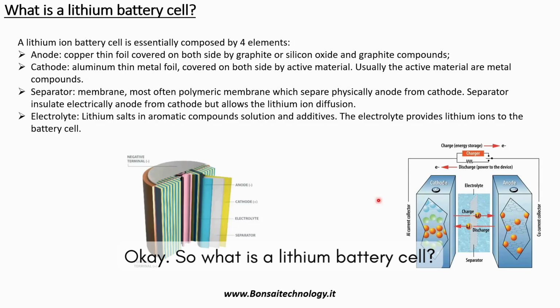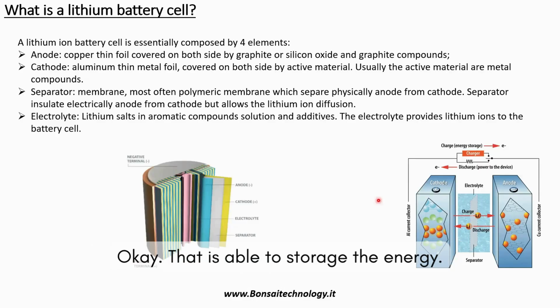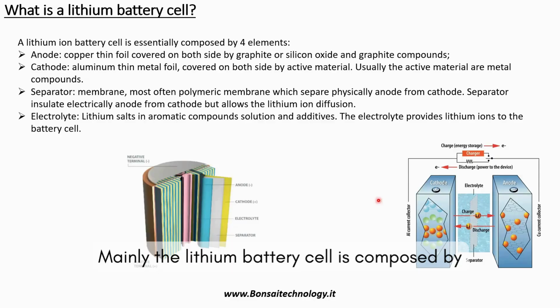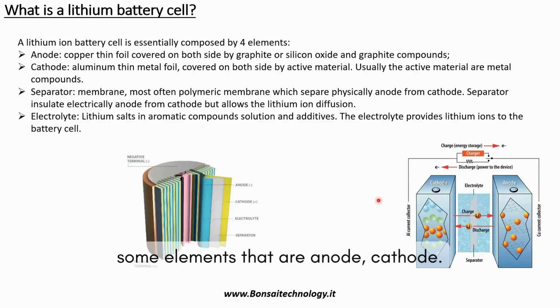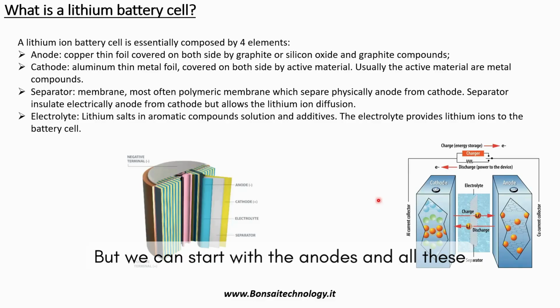So what is a lithium battery cell? A lithium battery cell is a device that is able to store energy. Mainly the lithium battery cell is composed of some elements: anode, cathode, separator, and electrolyte. These are the main components. We can include even the case, but we can start with the anode.